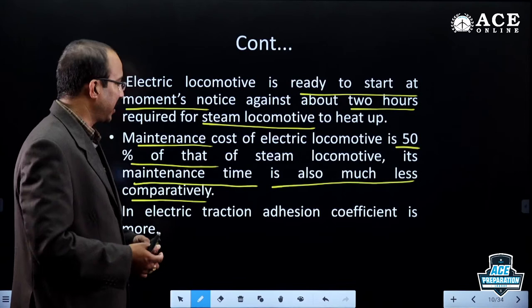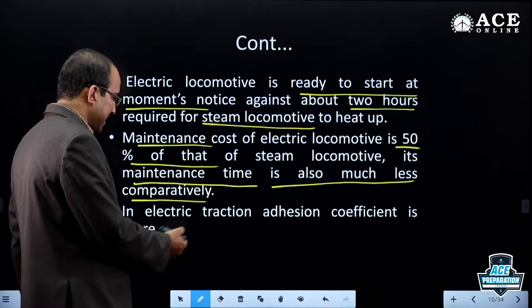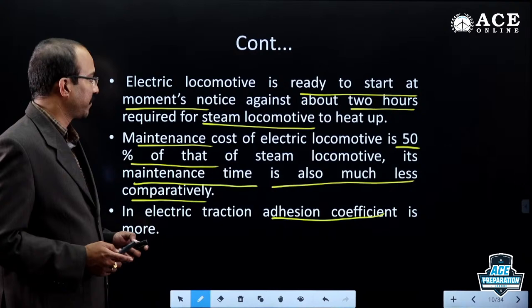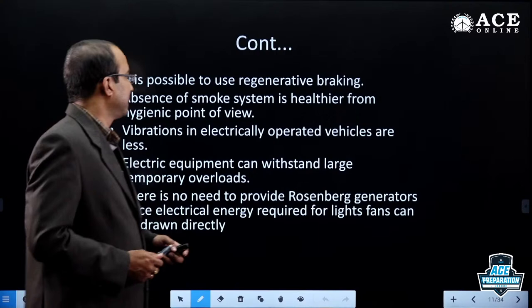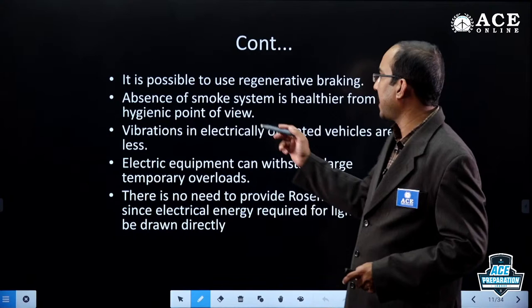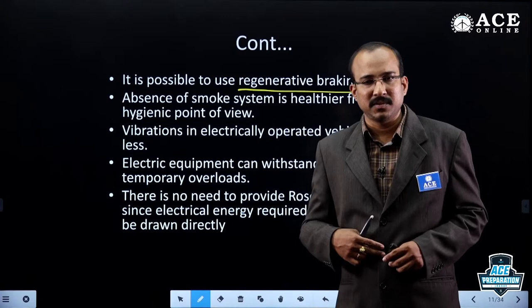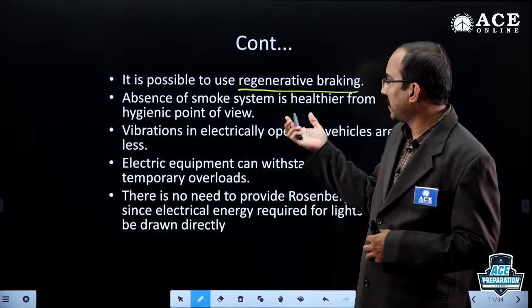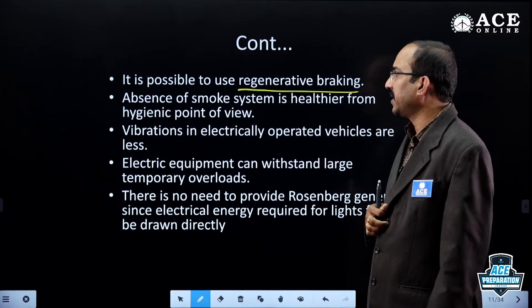A very big advantage, no? If you are going for electric traction, the adhesion coefficient is more. This is the basic requirement. And by going through electric drive, regenerative braking is possible. Okay, advantage, no? By going for regenerative braking, we can get the energy back into the network. It is possible with the help of this electric drive.